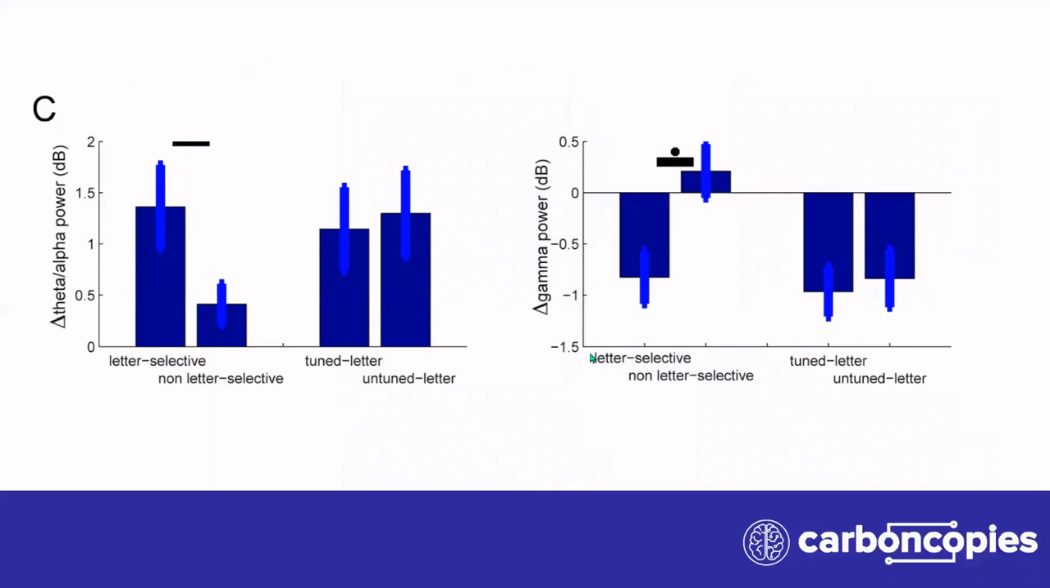And this is really panel C of the same figure. In this, again, we're carrying out this comparison. There's a significant difference here, doing a two-tailed t-test of gamma power between letter selective sites and non-letter selective sites during the maintenance period. There's no significant difference between theta and gamma power over letter selective sites when compared to the tuned letter or untuned letter during the maintenance period.